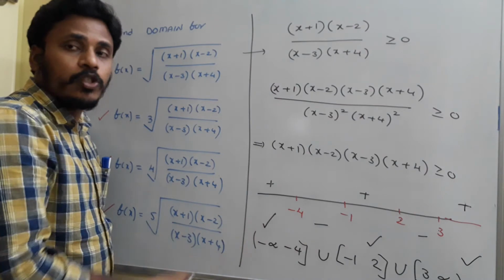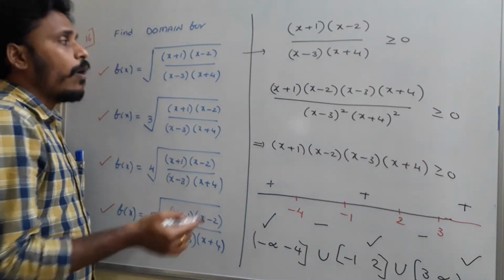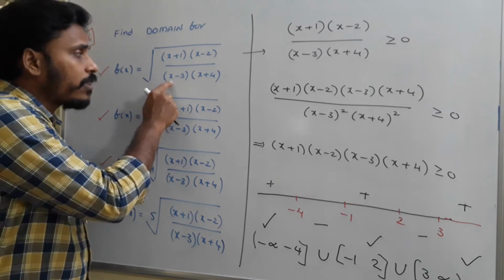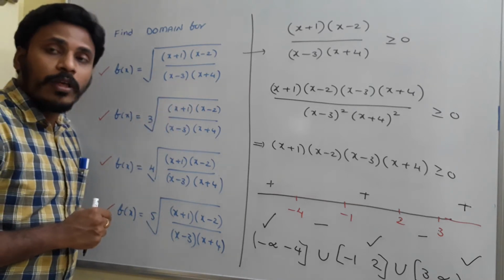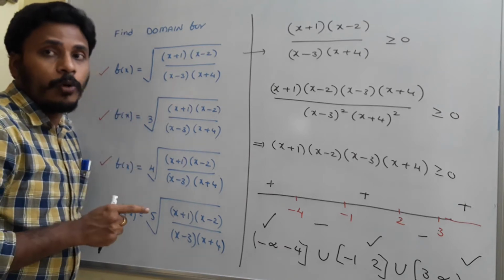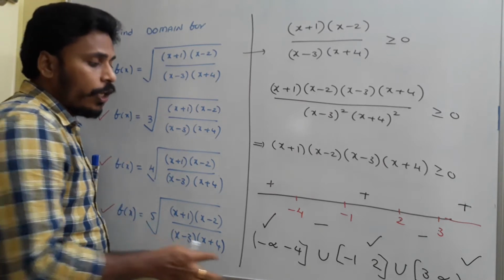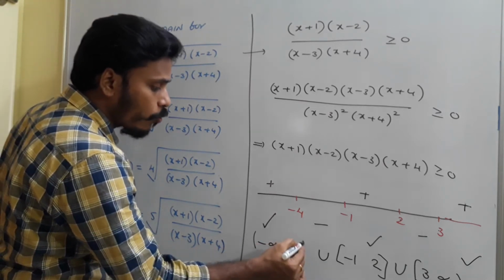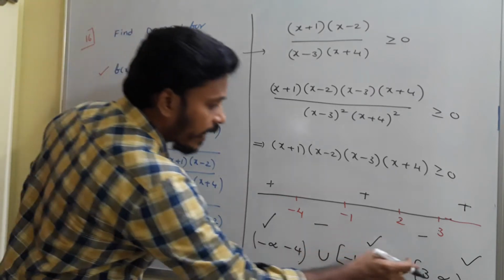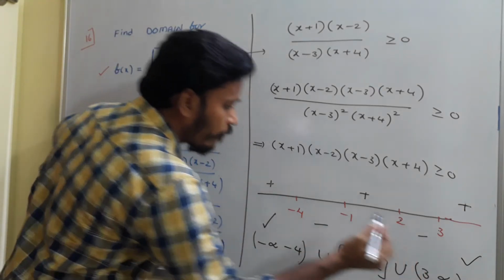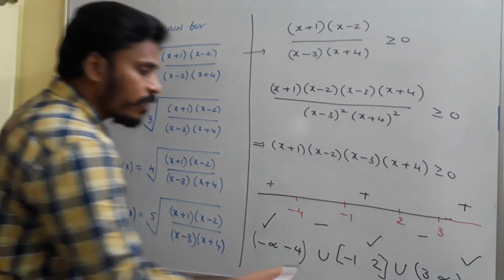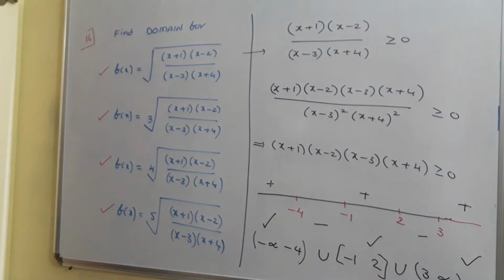Okay, this is actually the solution for this inequality, but when you think about this particular problem, the denominator is (x minus 3)(x plus 4). We know that the denominator can never be 0. The denominator will be 0 at x equals 3 and minus 4, and that's why you need to change these closed brackets to open brackets at minus 4 and again at 3 to get the domain for the given problem. And at the end, look at this: minus infinity to minus 4, union closed bracket minus 1 to 2, union 3 to infinity is the domain for the first one. Just have a look.